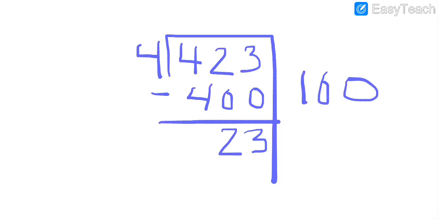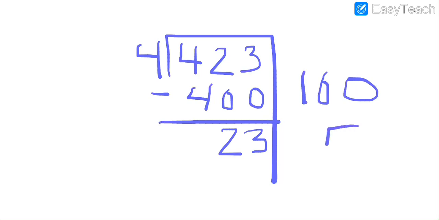Now, we're going to think about our fours facts again. We want to get as close as we can to 23. So I know that 4 times 6 is 24. That's too much, so I can't use that. That's pretty close, though. So what if I did 4 times 5? What would that give me? Oh, yeah, 4 times 5 is 20. Hey, that's pretty close. Let's try that.